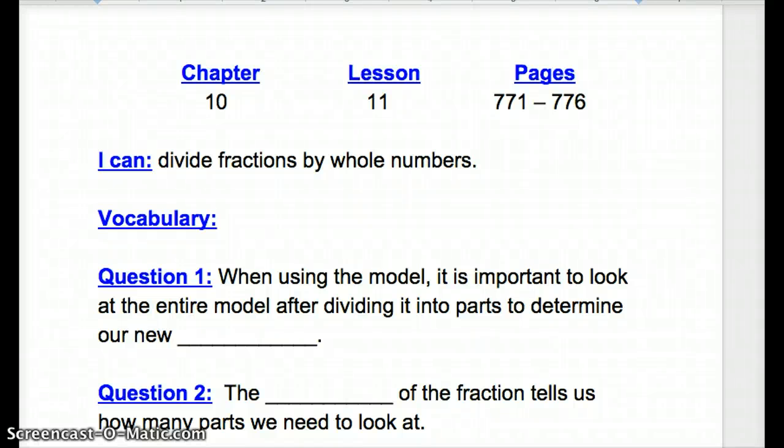Today's lesson is Chapter 10, Lesson 11 on pages 771 through 776. Our objective is I can divide fractions by whole numbers.